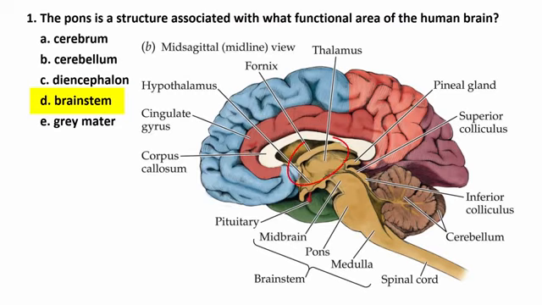On the other hand, the diencephalon sits atop the brainstem, as you can see here, and it cannot be seen from the outside. That's why you have to make this particular section here. Now, it's made up of the epithalamus, the hypothalamus, and the thalamus.